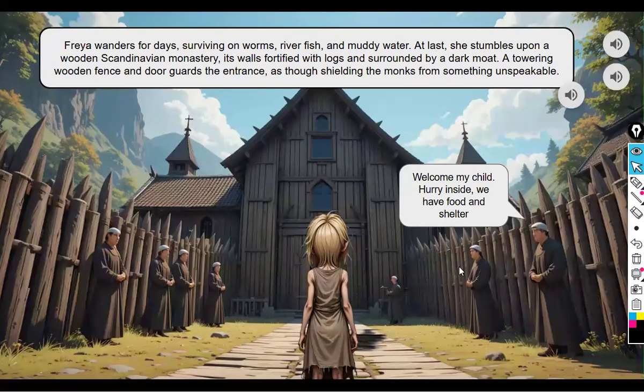Right, so obviously she's very hungry. For those of you who remember the story yesterday, she just escaped the slave camp, right?